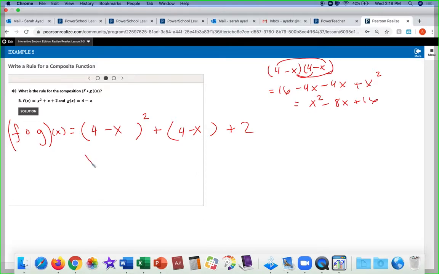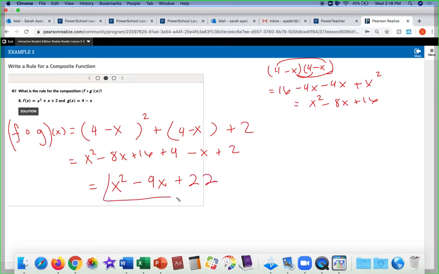Now, I'm going to put that back in here. x squared minus 8x plus 16 plus 4 minus x plus 2. I'm going to combine my like terms. Negative 8x minus x is negative 9x. 16 plus 4 is 20. 20 plus 2 is 22. So this is f of g of x.